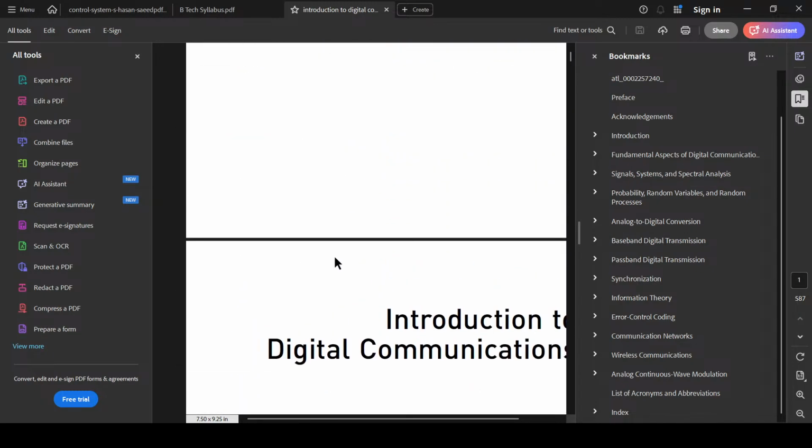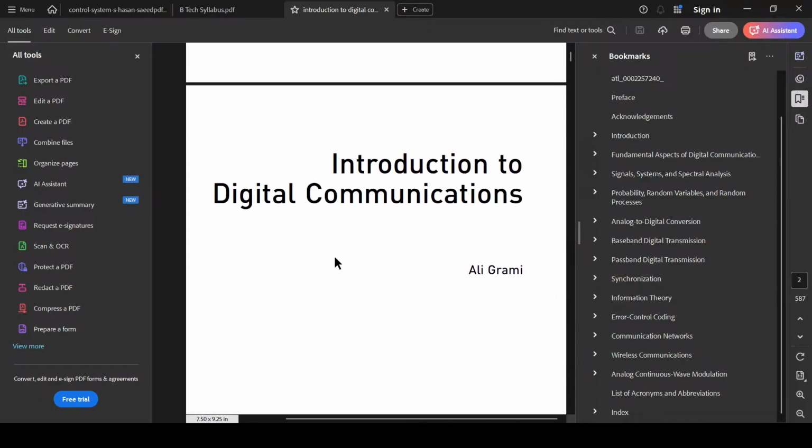Which book is this one? This is by Ali Grami.